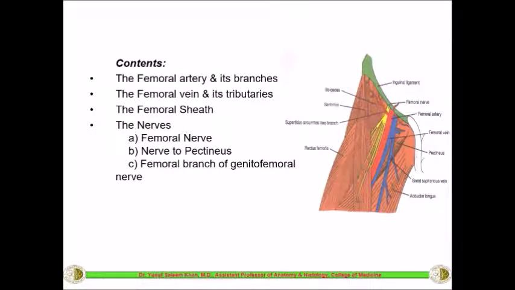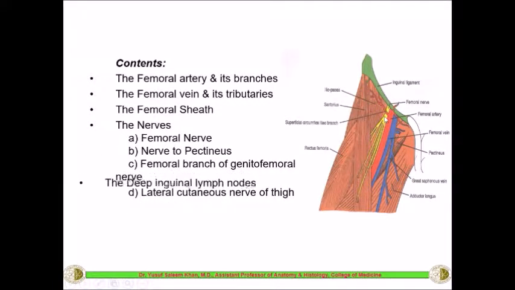Apart from the femoral nerve, we can also trace the nerve to pectineus in this triangle, as well as the femoral branch of the genitofemoral nerve. We can also trace the lateral cutaneous nerve of thigh in this triangle. All these are the nerves which can be traced in this triangle. They are not shown in this picture, but these are the smaller nerves which can be seen. But you can see here the femoral nerve, other nerves will also be present.